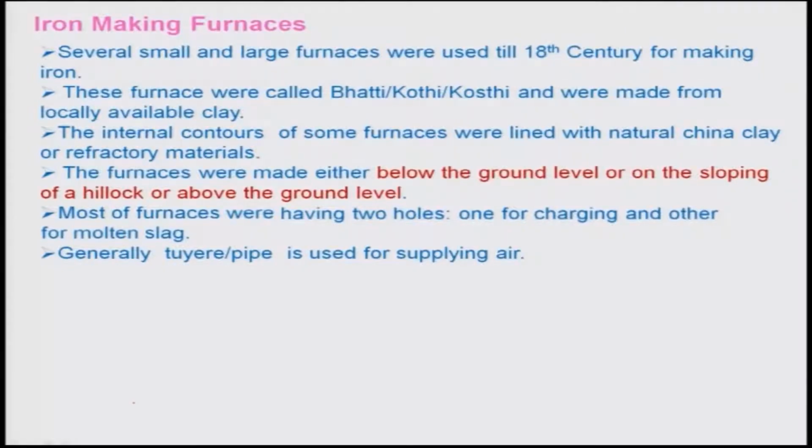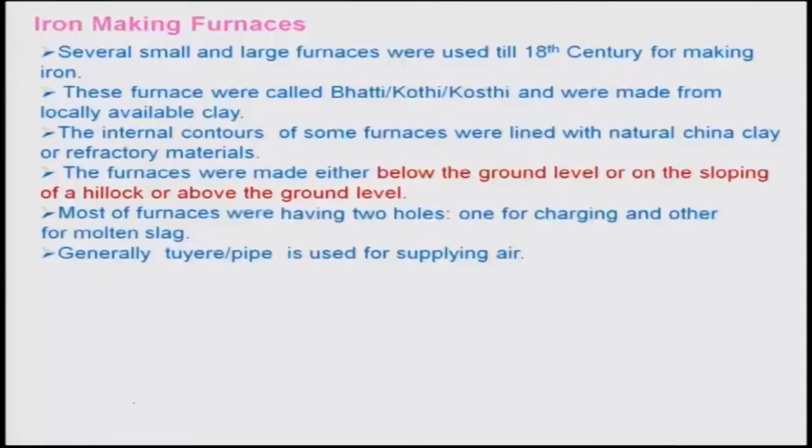Britishers were having their own factory in other places, and they discouraged the people from having local iron. That is why those methodologies were lost. And of course, in modern India, we are not bothered about the indigenous manufacturing of iron by the local people. And these furnaces were called bhatti, in some places koti, kosti, and were made from locally available clay.